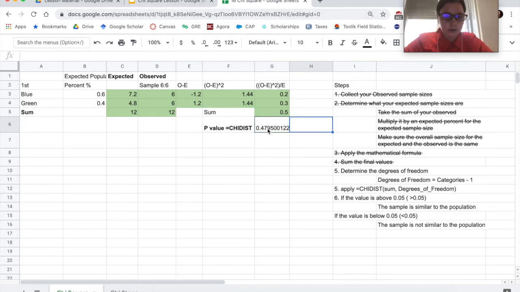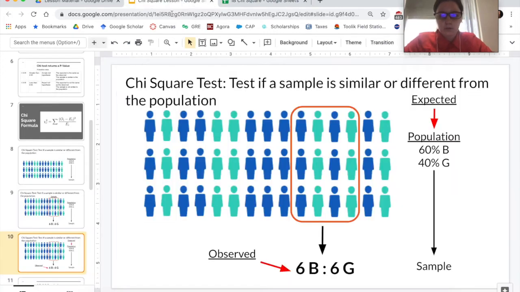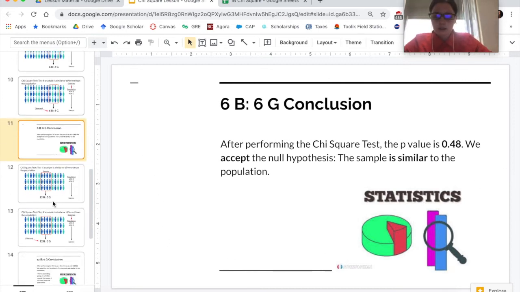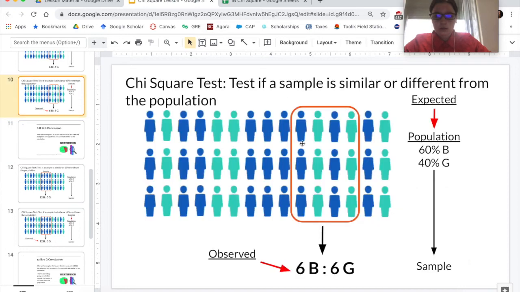So we've determined that because it's 0.48, which is greater than 0.05, then we would accept the null hypothesis, because the sample is similar to the population. Alright, so this sample we took is similar to the whole population. Sounds good. But what if we try something else?